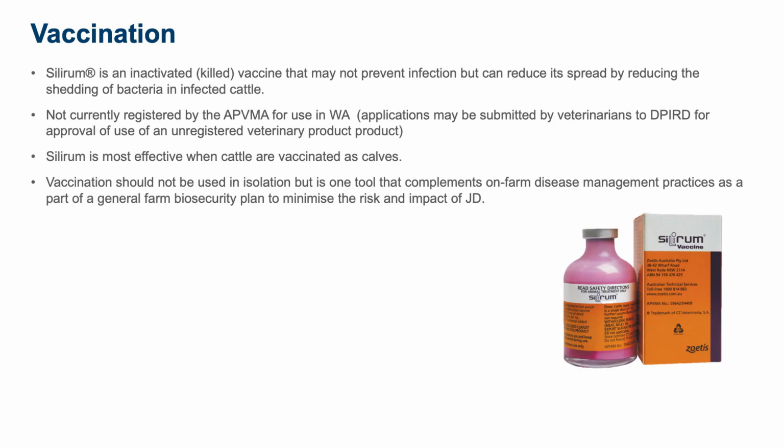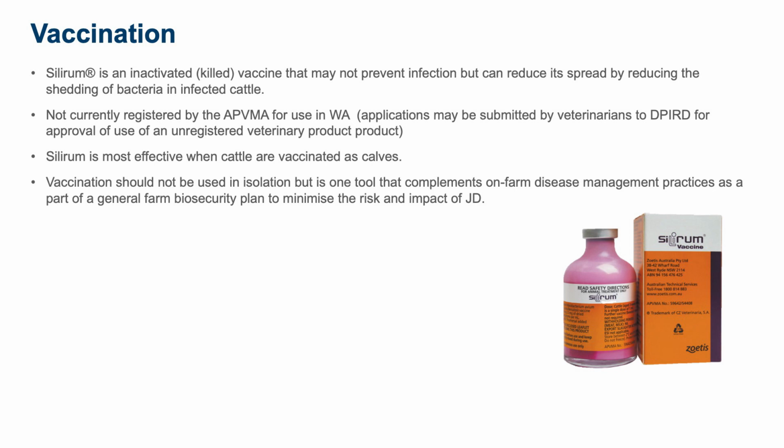Vaccination is another strategy that I've mentioned. Silirum is an inactivated, killed vaccine that may not prevent infection with JD, but can significantly reduce its spread by reducing shedding of the bacteria in infected cattle. It's not currently approved for use by veterinarians in cattle in WA. DPIRD will notify cattle industry stakeholders when the legislative requirements for the supply of the vaccine are finalised.